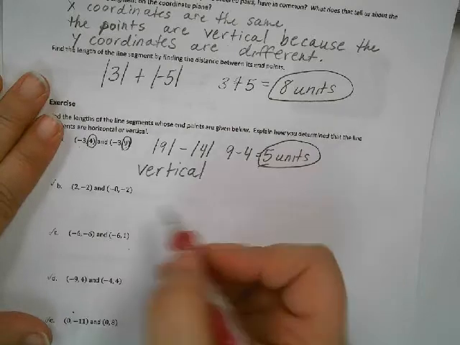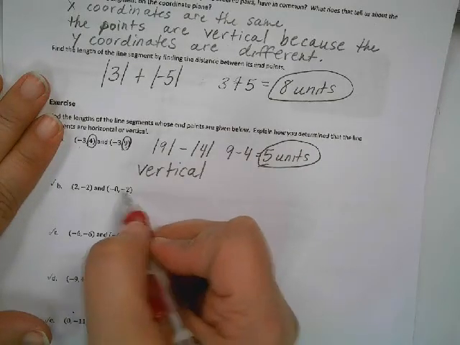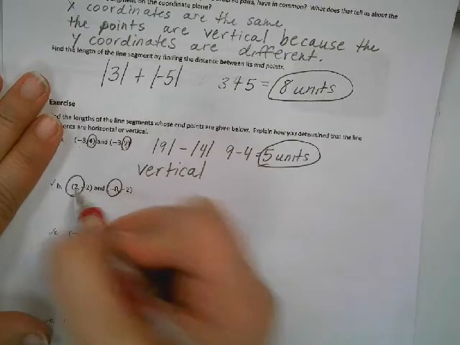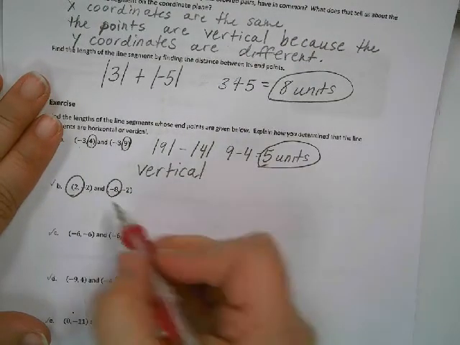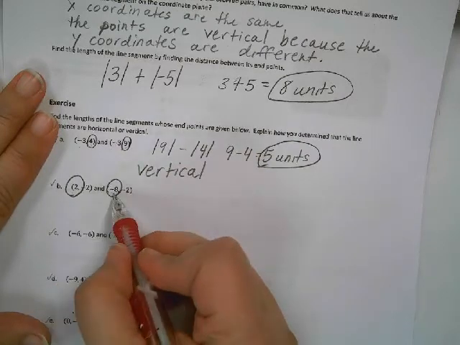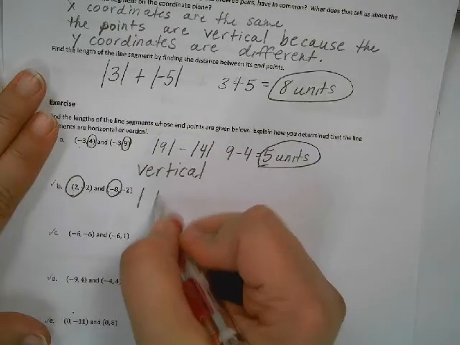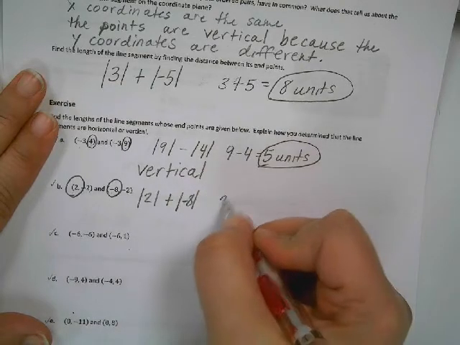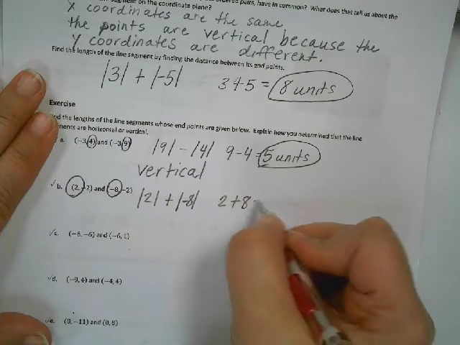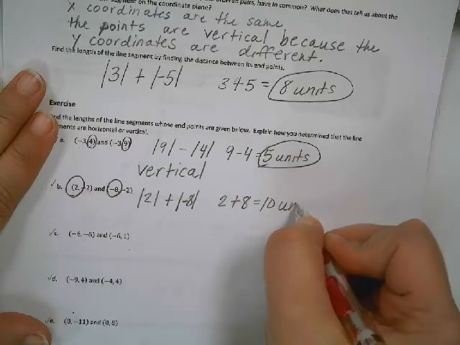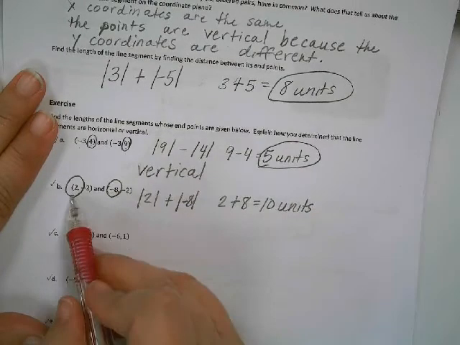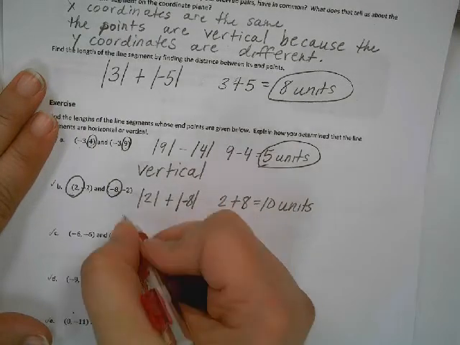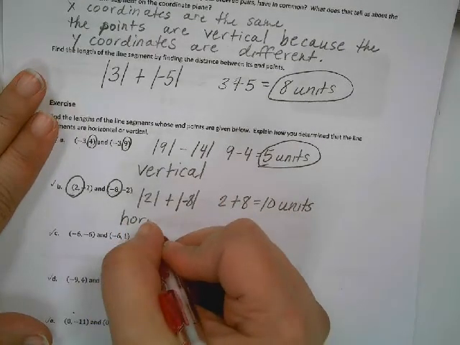In B, I can see that my y coordinates are the same. My x coordinates are what's different. And because they have different signs, I know I'm going to add. So the absolute value of 2 plus the absolute value of -8, which is 2 plus 8 equals 10. So it's 10 units. And since it's my x coordinates that I was using, I know that it is horizontal.